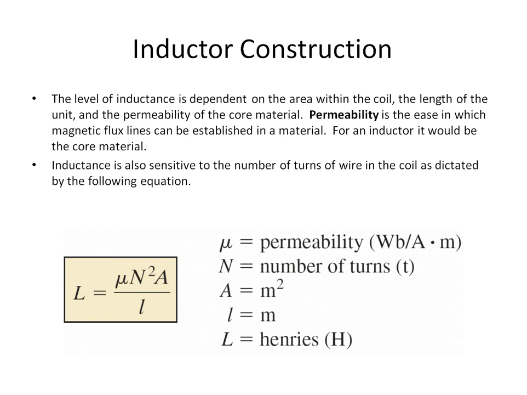Inductance is also sensitive to the number of turns of wire in the coil as dictated by the following equation, where inductance is equal to the permeability times the number of turns squared times the cross-sectional area in meters squared, all over the length of the coil, which is in meters. And the unit for inductance is henries.